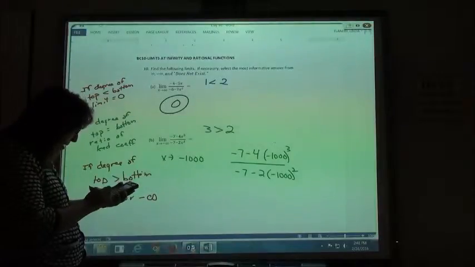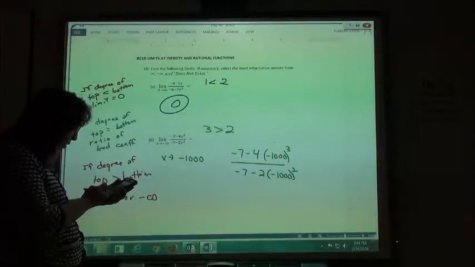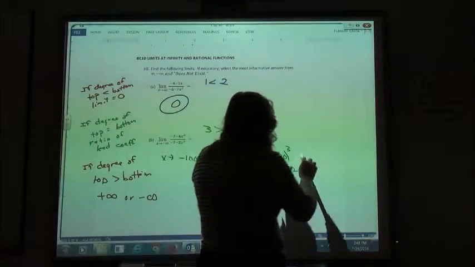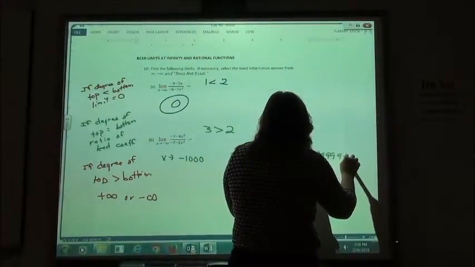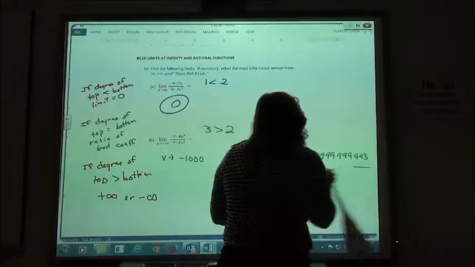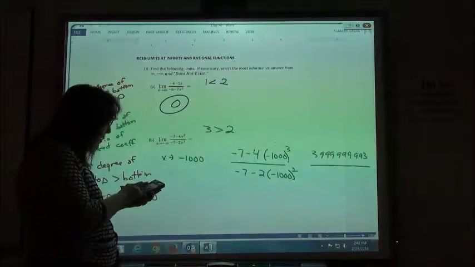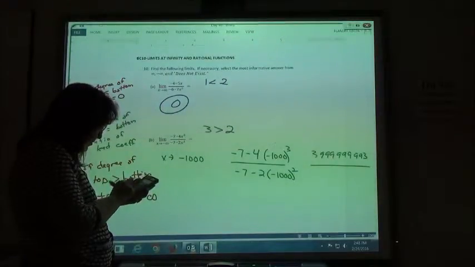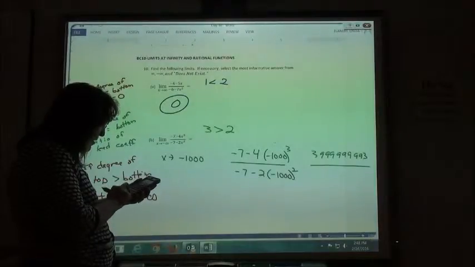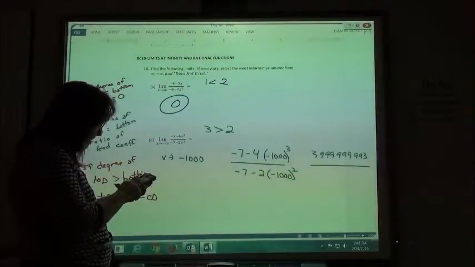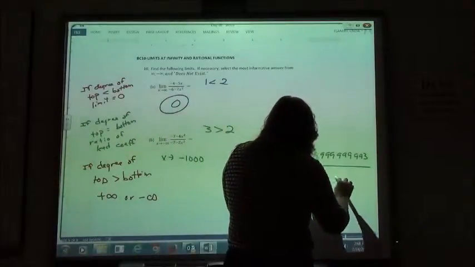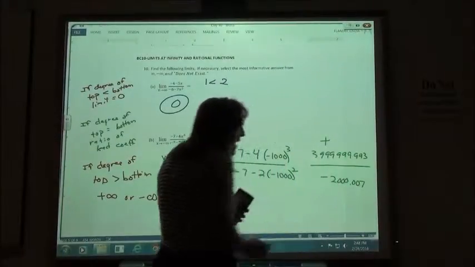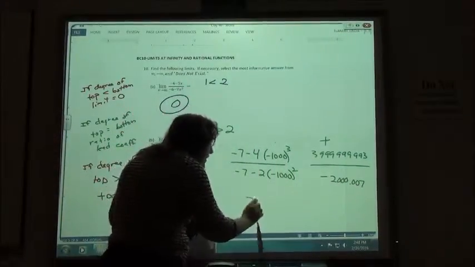Negative 7 minus 4 parentheses, negative 1,000, cubed, gives me 3,999,999,993. It's a positive number. On the bottom, negative 7 minus 2 parentheses, negative 1,000 squared gives me negative 2,000,007. Now, I have a positive over a negative, and since I have a positive over a negative, I'm going to get a negative.